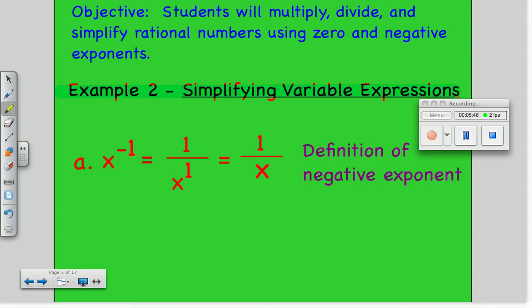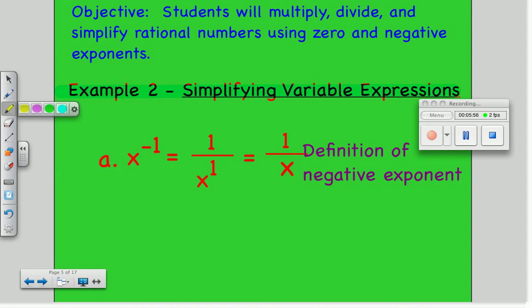So now with a variable instead of a number, I have x to the power of -1. Oh my goodness. Sorry guys. x to the power of -1 means 1 over x to the power of 1. x to the power of 1 is the same as x. So 1 over x is the answer.